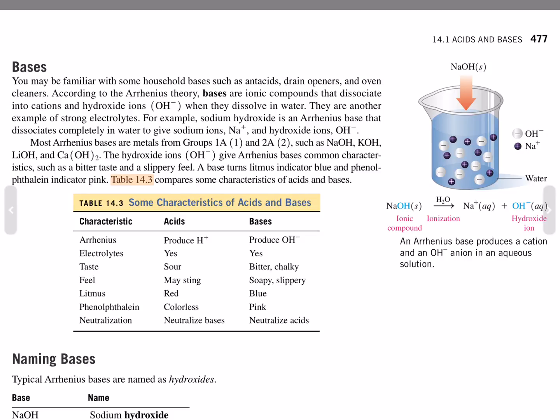Table 14.3 compares some characteristics of acids and bases. Arrhenius acids produce hydrogen ions. Arrhenius bases produce hydroxide ions. They are both electrolytes. Acids taste sour and bases taste bitter. Acids sting. Bases are soapy or slippery. Acids turn litmus red and bases turn litmus blue. Acids are colorless in phenolphthalein indicator and bases are pink. And an acid neutralizes a base, and a base neutralizes an acid.